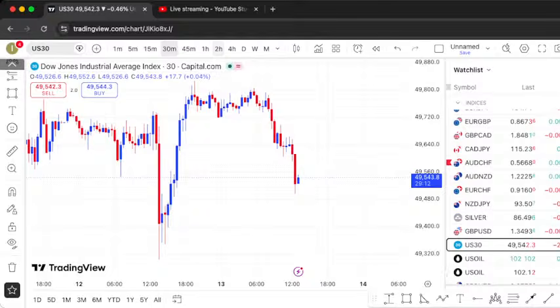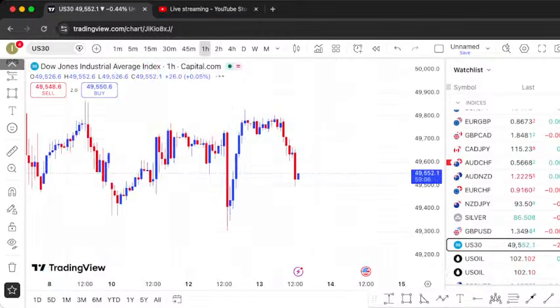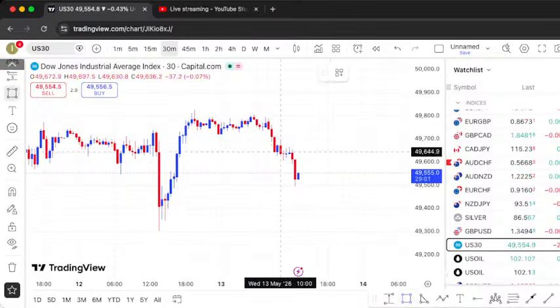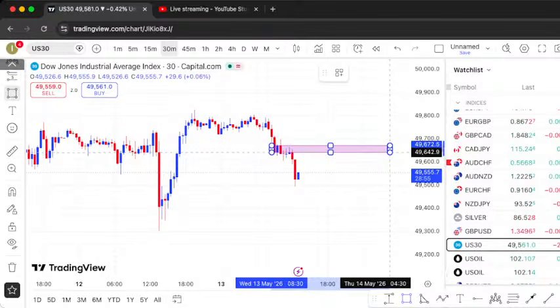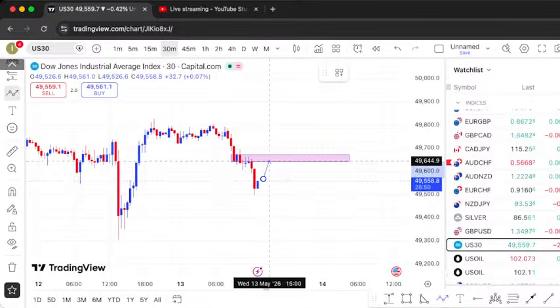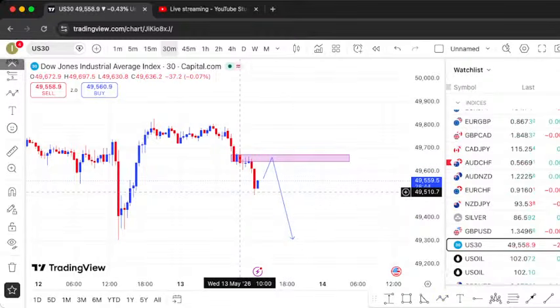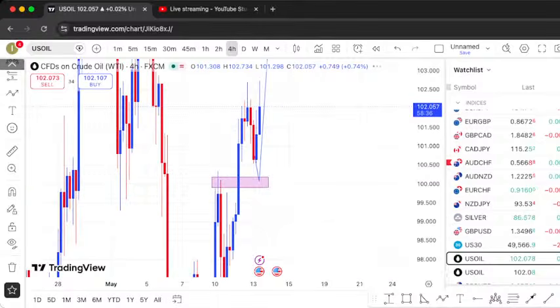US30, if we go on a higher time frame, let me go on 1 hour. Maybe some sells here in this OB. The market has left an order block, so some very good sell opportunities here on US30 on a 30-minute time frame. So a pullback for drops on US30. US oil, no view on it. So yeah, that's it guys for now.